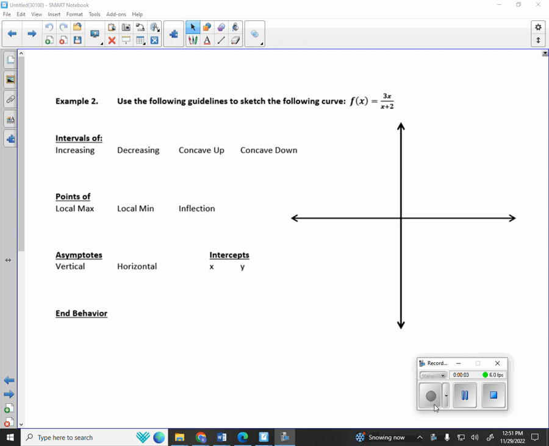Last example, what is different about this compared to the other functions that we've looked at? It is a rational function. Thank you. It is a rational function. So, parent share, see if you can say anything at all about this rational function. Go, talk.